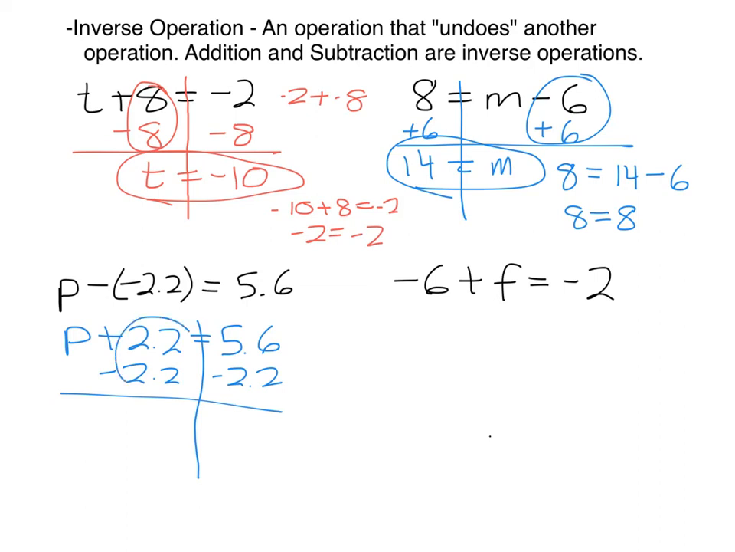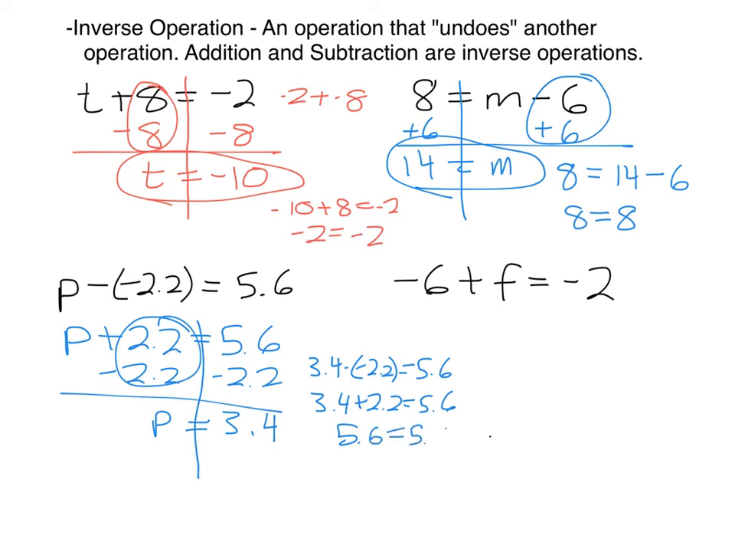2.2 minus 2.2 is 0. We're left with p equals 5.6 minus 2.2 is going to give me a 4 there. We have our decimal, 3.4. Right? And as always, we can check this. 3.4 minus negative 2.2 equals 5.6. We can change that to 3.4 plus 2.2. And that does give me 5.6. So that is my solution.